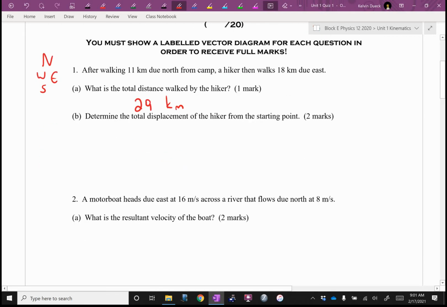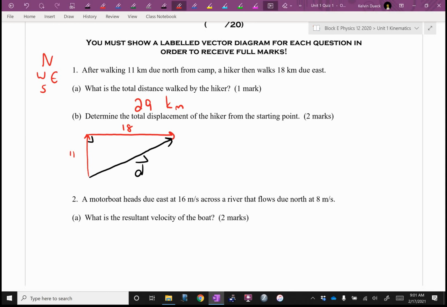Total displacement, now I'm going to need to DULP. I'm going to need to do some vector math. So it looks like I have 11 north, 18 east. So that's going to be the displacement, the resultant.